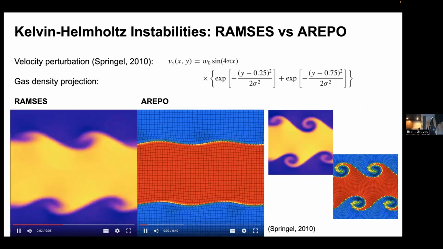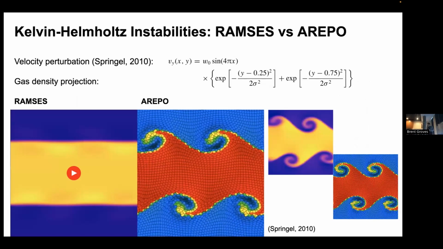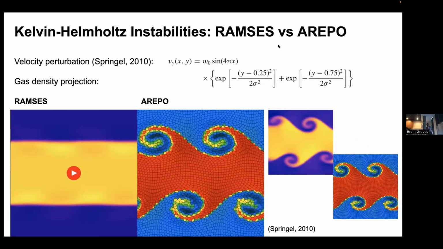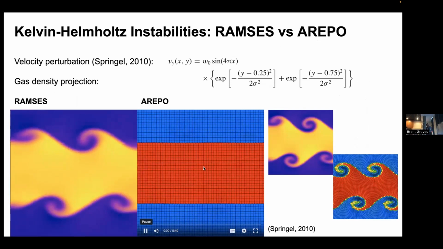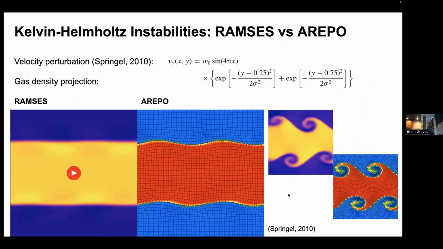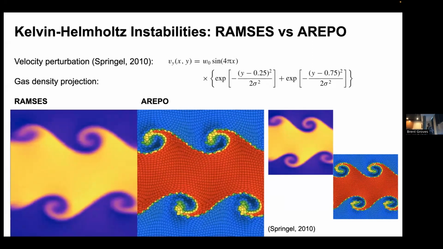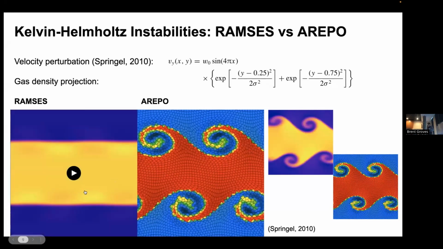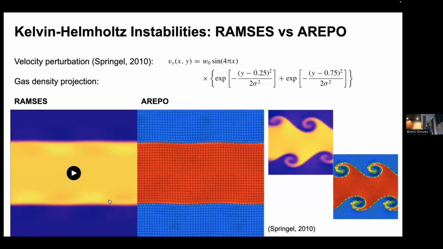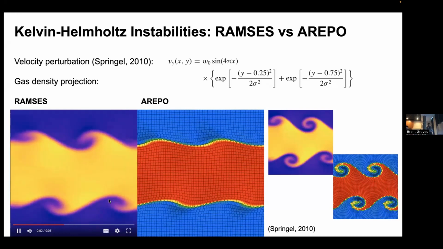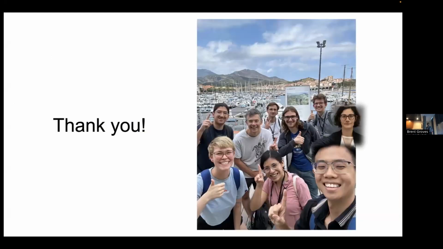All right, so before we end, let's do a little bit of a comparison with other codes, more specifically AREPO. And for this, we use Kelvin-Helmholtz instabilities. So what I did, I simply included the same velocity perturbations as in Springel 2010. I implemented it in RAMSES and then compared it with AREPO. And as we can see, they are very similar, a little bit different because of different boundary conditions and not exactly the same resolution, but overall, I think we can conclude that both codes work very well for Kelvin-Helmholtz. And yes, thank you.